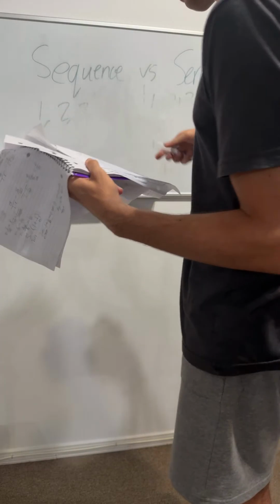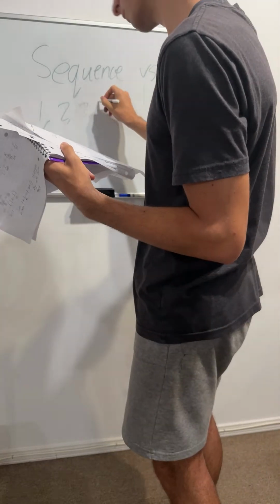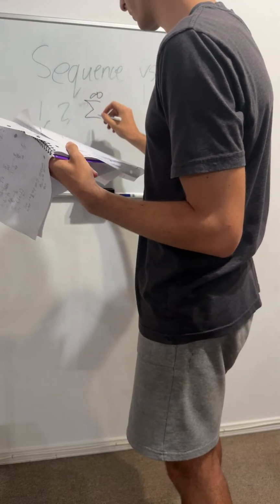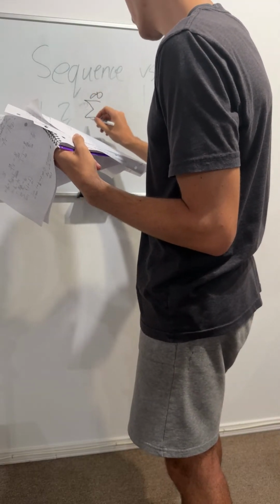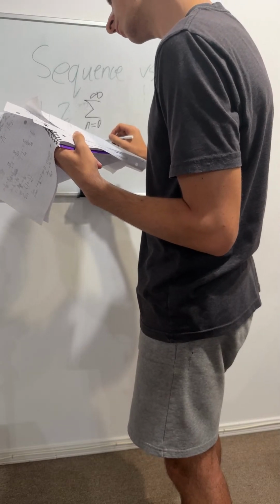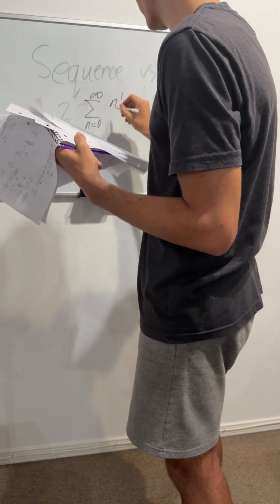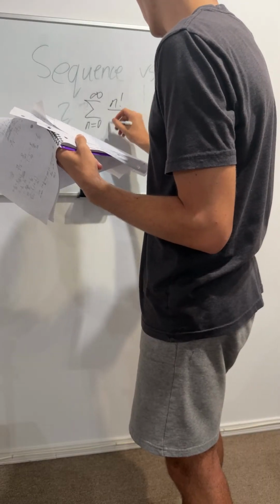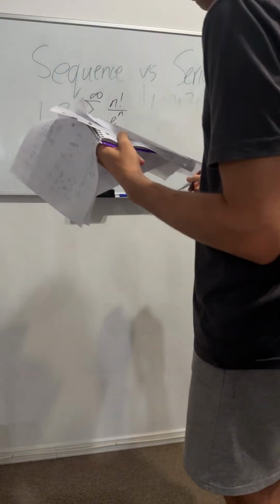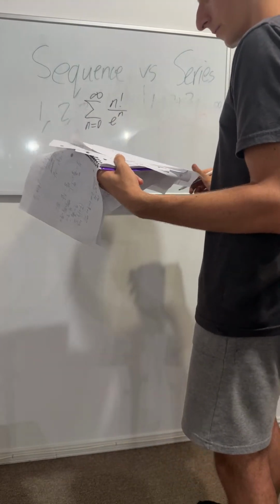Alright. So for 27, we got summation, we got infinity on top, we got n equals 0 on the bottom. Then we got n factorial over e to the n. Alright. This is number 27. So what do you do here, guys?